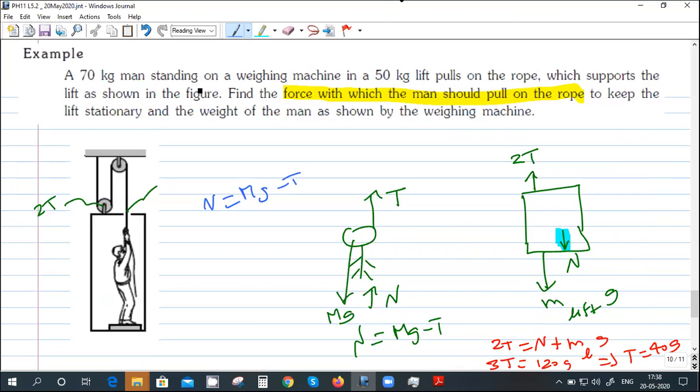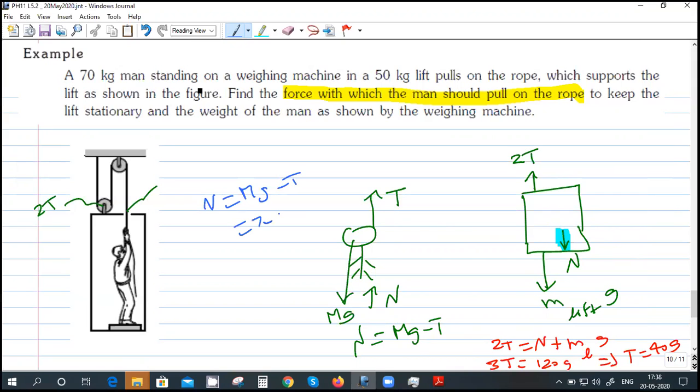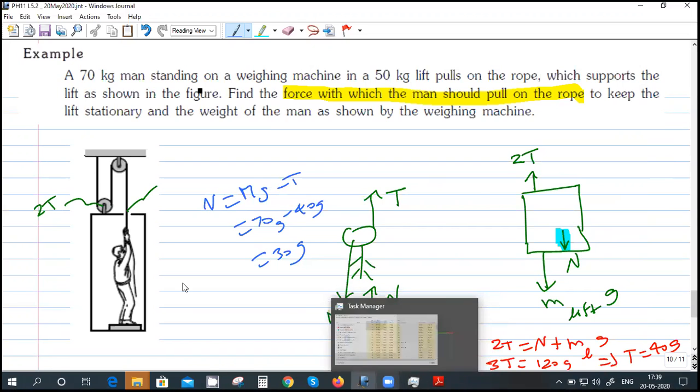Mg minus T. Capital M is the mass of the man, so it is 70. Capital M is the mass of the man, right? Yes. It is 70 minus this 40, 30g. So the mass of the man is actually 70 kilograms, and his weight is 70g, but because he's pulling the rope, the weight as measured by the weighing machine has reduced to 30g.